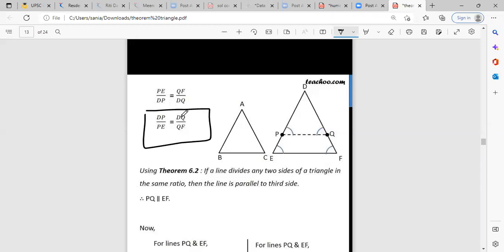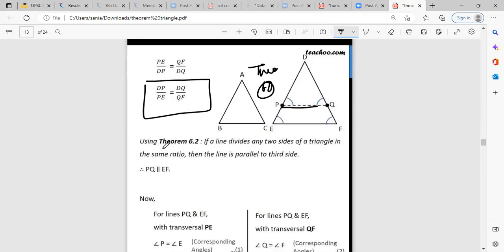But according to this, what is this? DP divided by PE, and DQ upon QF. Can you remember this was theorem 6.2? It is reversed now, right? Over there, these two sides were given, but they were telling you that these two lines are parallel. So here, again, the situation comes. According to theorem 6.2, this is the situation. Now that means PQ and EF, these lines, are parallel.